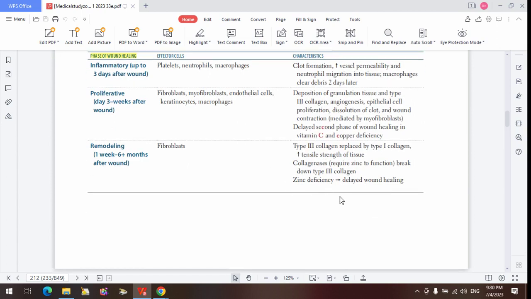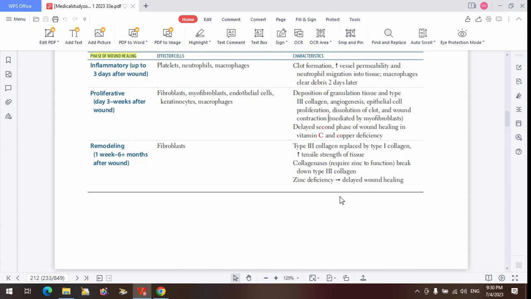So don't forget this. You can see this in your exam based on experience. Vitamin C and copper can come up. They will ask you what phase is problematic, and you already know what to pick. Zinc, you already know what to look out for. Zinc is remodeling. That's the last one.